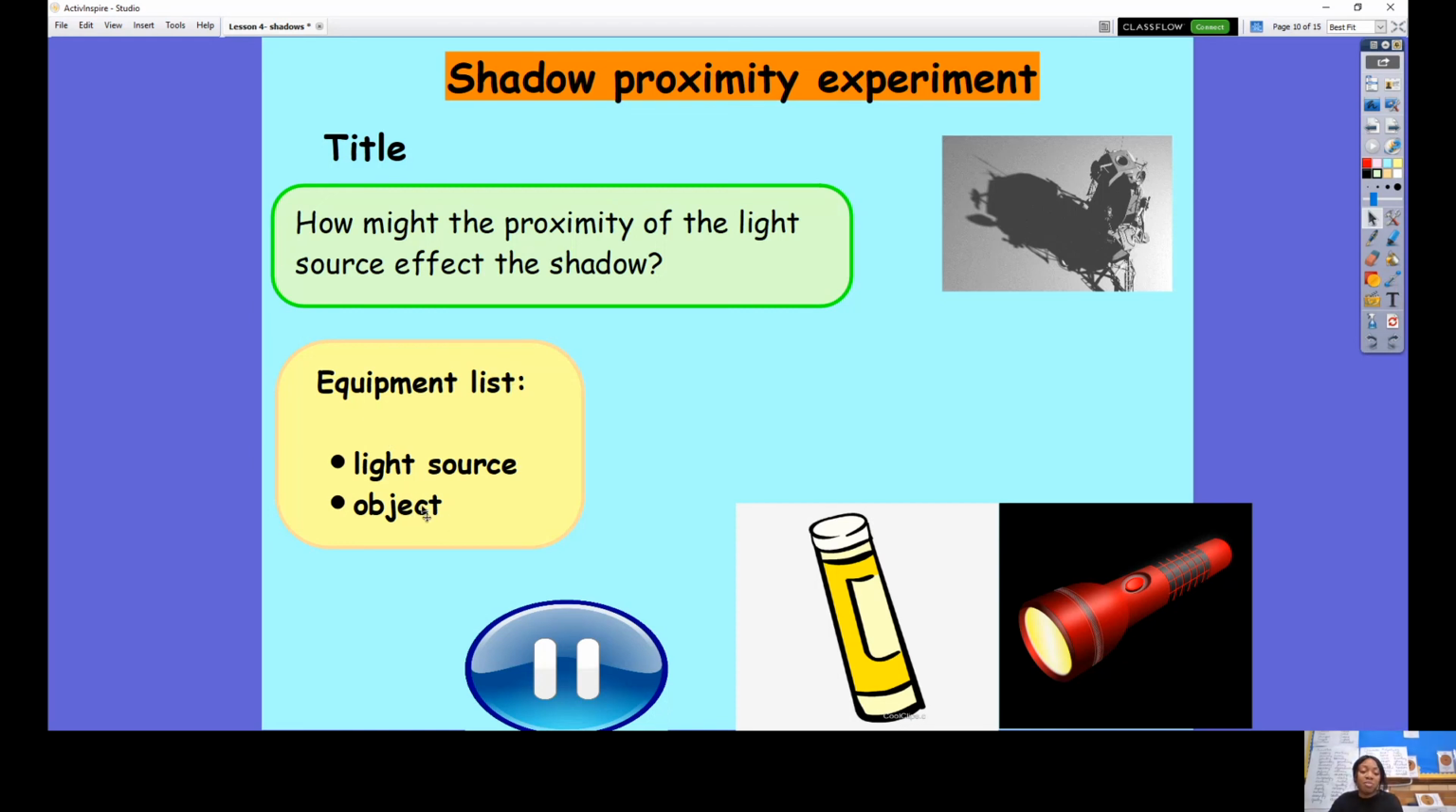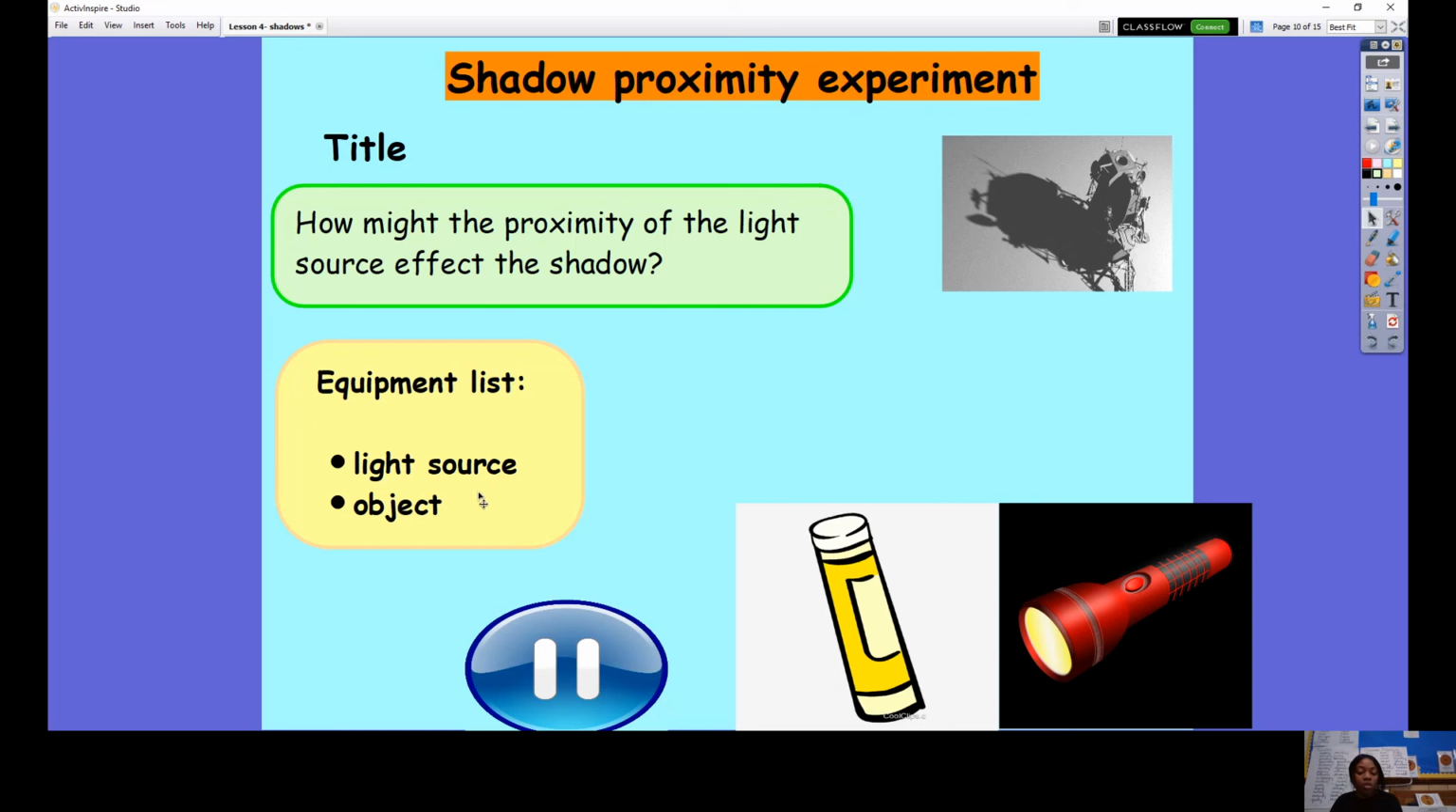If you're at home, you might want to specify what the object is and what the light source is. For me, it's going to be my phone light, which is a powerful light. You might have a torch, a lantern, a lamp, things like that. My object is going to be a cup. So you can write down what your object is. I don't know what yours is.